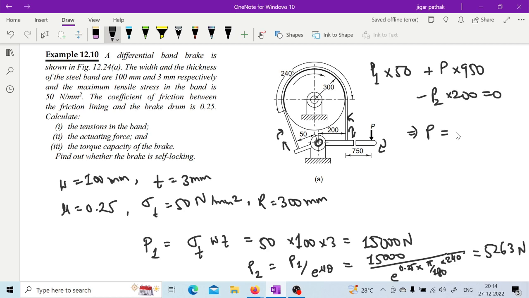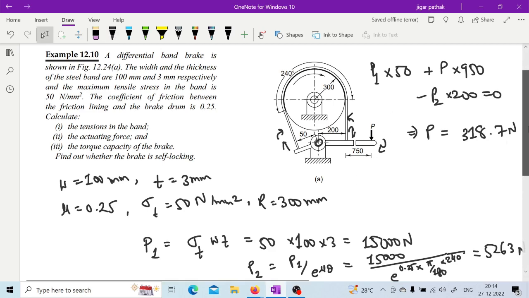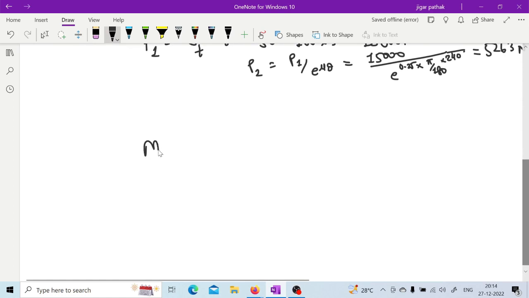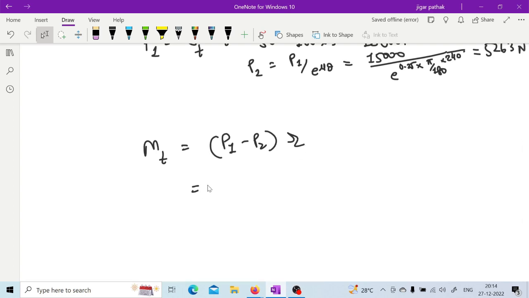Yes, sir. 318.7 Newton. Okay, it is almost 318.7 Newton. So now once you have this, then torque capacity can be calculated in this band brake. Here braking torque is given by P1 minus P2 into R. So this also can be calculated, you have all the data with you. So can anyone tell me quickly? 2921100 Newton mm. 2921.1 Newton meter almost.